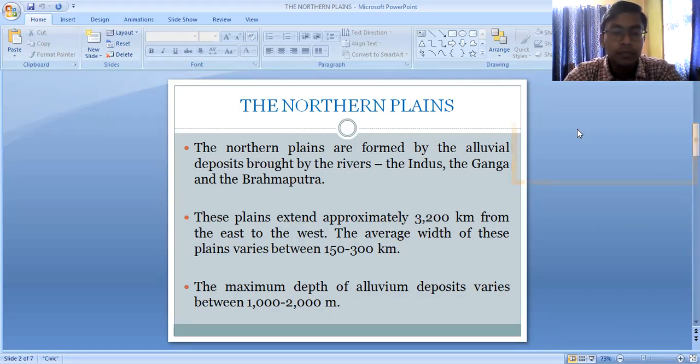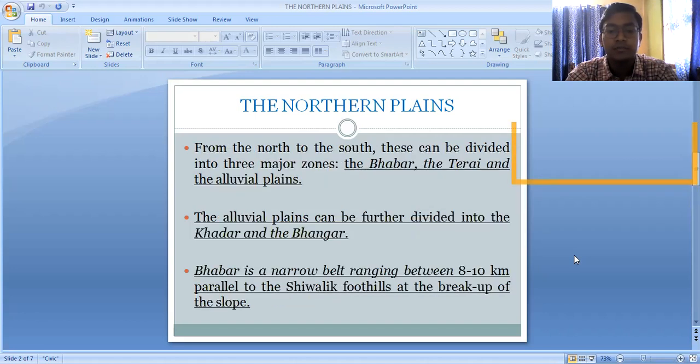As I have already said, the northern plains are made up of the sediments brought down by the rivers, and these sediments are known as alluvium. The depth of this alluvium is around 1,000 to 2,000 meters. That means if we dig for 1,000 to 2,000 meters, we will get the alluvium deposits brought down by the rivers Indus, Ganga, and Brahmaputra. The northern plains is the most widespread physiographic division of our country. It covers a total area of 7 lakh square kilometers.